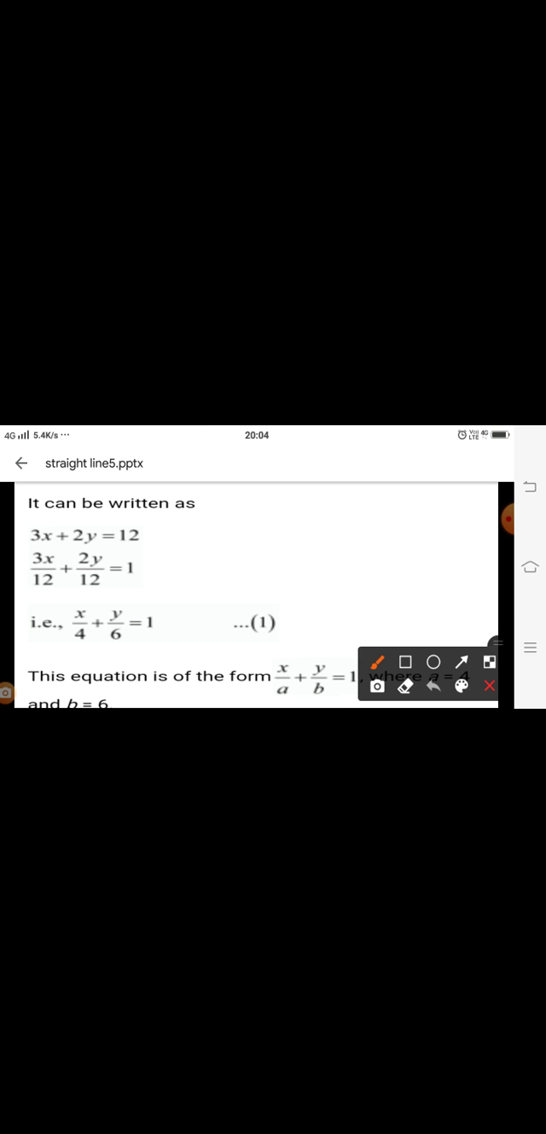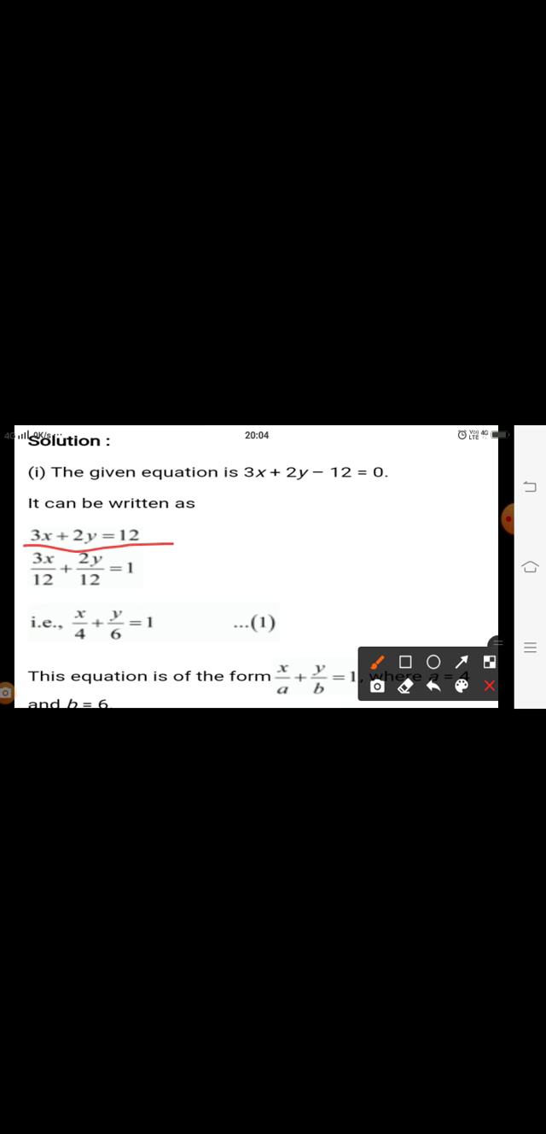Then let us reduce this. If we take 12 on the other side, we get 3x plus 2y equal to 12. Dividing all these values by 12, we get the required form as x upon 4 plus y upon 6 is equal to 1. Comparing with the equation x upon a plus y upon b is equal to 1, this is the intercept form of a straight line having intercept a on the x-axis and b on the y-axis. Then clearly we get the values of a and b as 4 and 6.